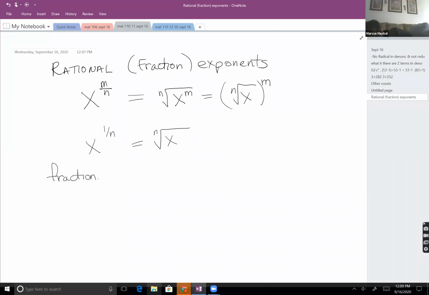Oh, please. If I have a fraction in the exponent, it means I have a radical.